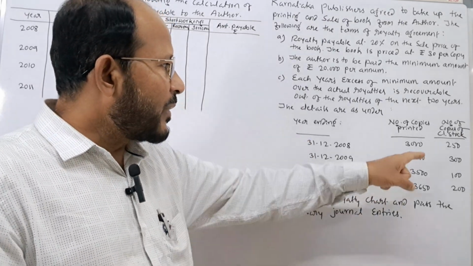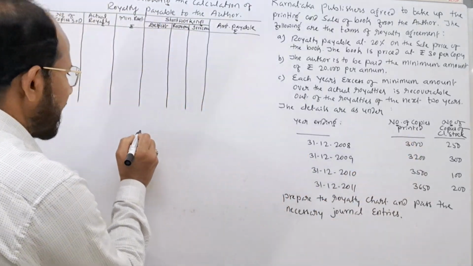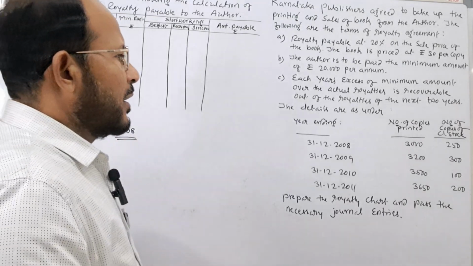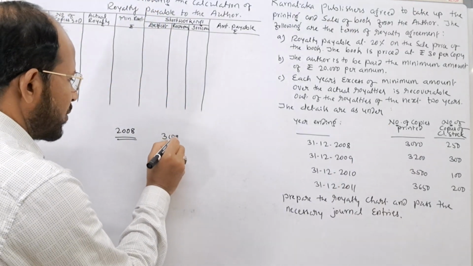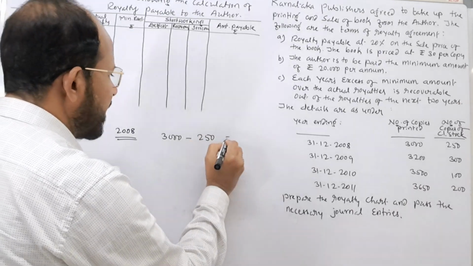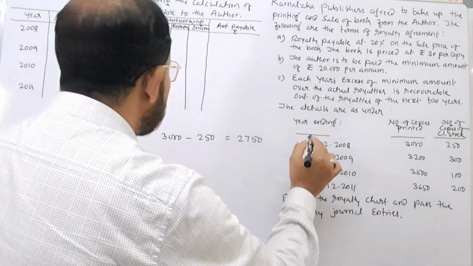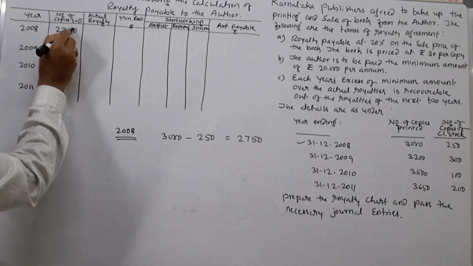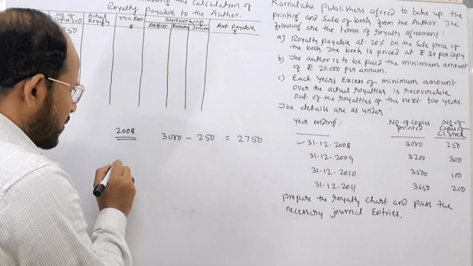How to calculate this? First we have to take 3000. See, in the first year, try to understand. In the first year, number of copies printed, 3000, minus closing stock, how much? 250. So 2750 books were sold in the first year. This I am going to write here. 2750. Very simple thing.